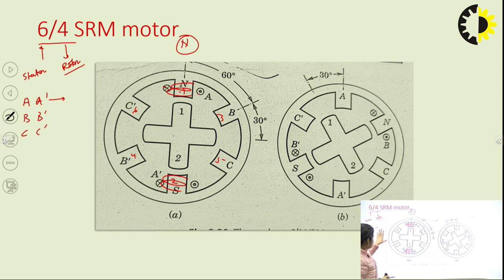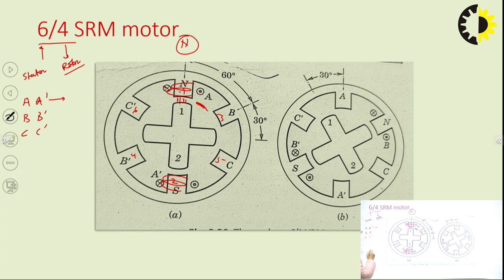So first AA' will be energized, and BB' and CC' will be unenergized. When AA' is energized, the rotor pole will try to align under AA' so that it follows the minimum reluctance, because here the air gap will be small and there the air gap will be more. So it will align in such a direction that it gets the minimum reluctance path. So poles 1 and 2 of the rotor will align under AA'.